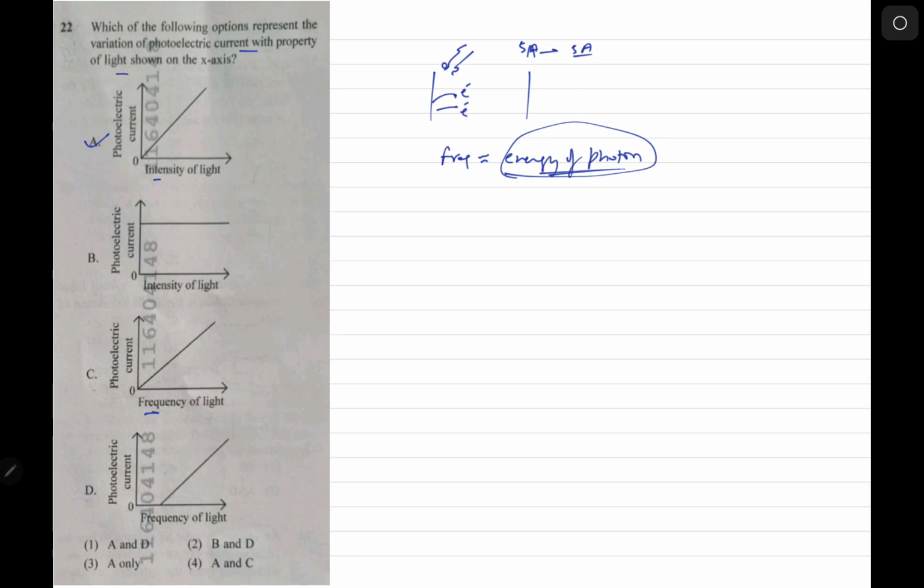And that's where we introduce the stopping potential in the experiment, but here we don't need to consider that. So the photoelectric current does not depend upon the frequency. That is why the first option is correct. So option 3A only. Hope you understood this one. Move to the next question.